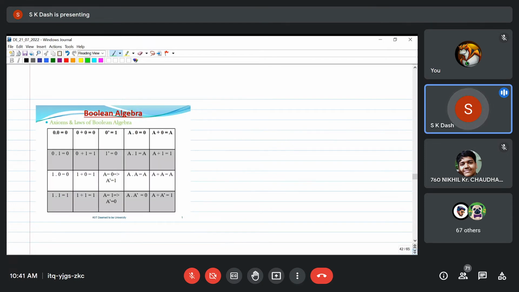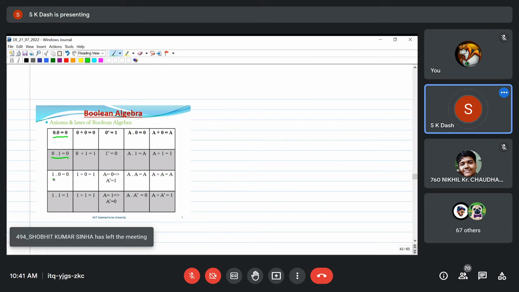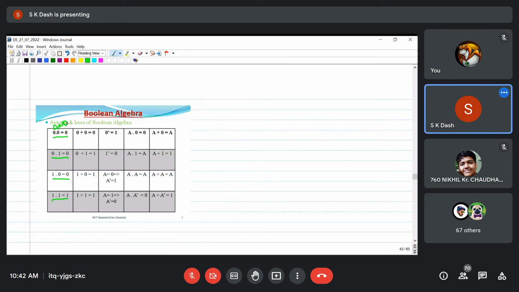There are certain axioms and laws that we need to follow in Boolean algebra. These are nothing but the logical operations that we discussed. 0.0 is 0, 0.1 is 0, 1.0 is 0, 1.1 is 1. This is the AND operation. Next is the OR operation that we discussed. 0 plus 0 is 0, 0 plus 1 is 1, 1 plus 0 is 1, 1 plus 1 is 1.